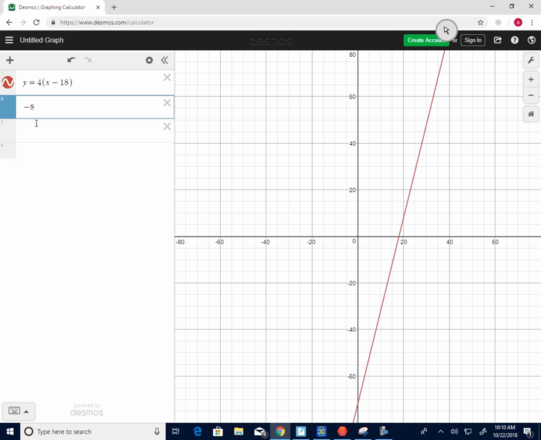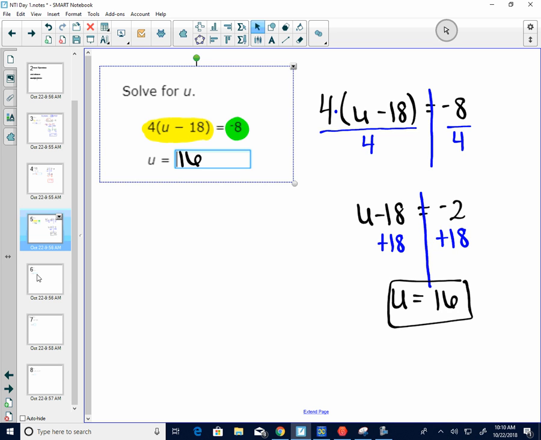And remember, we have to type y equals so that it'll graph it. And if we come over here, we see the two lines intersect right here. We were solving for a single variable, so we just need that x value that pops up. That x value is 16. So notice that our answer over here was 16. That is how we get our answer in the calculator.